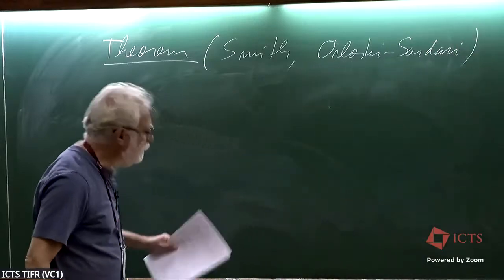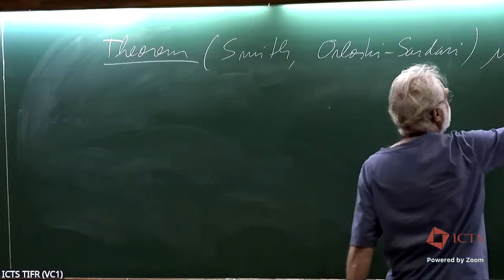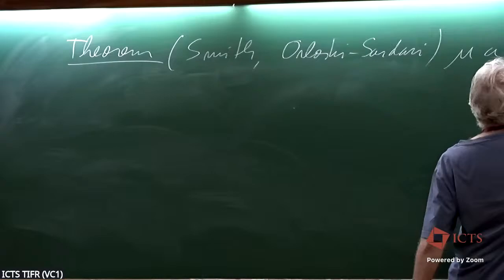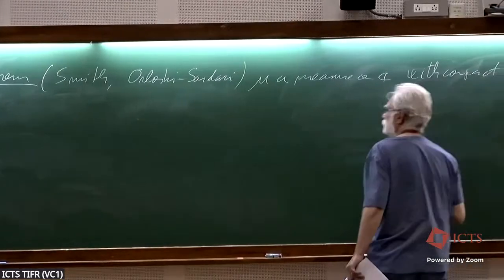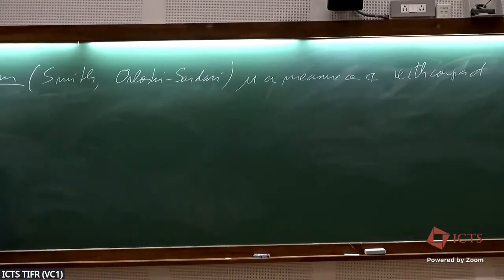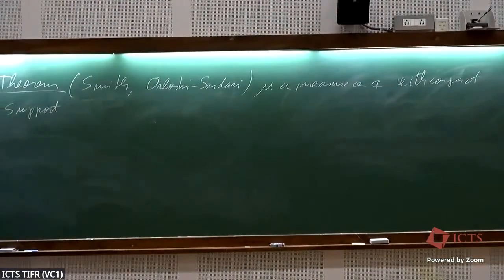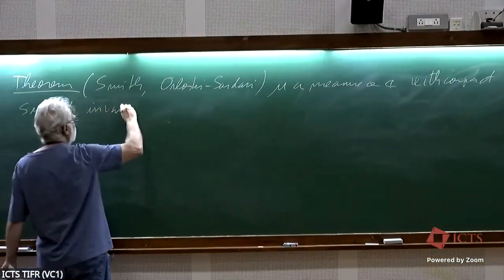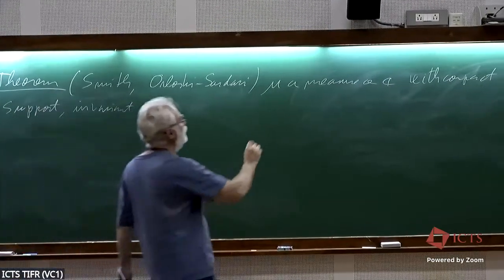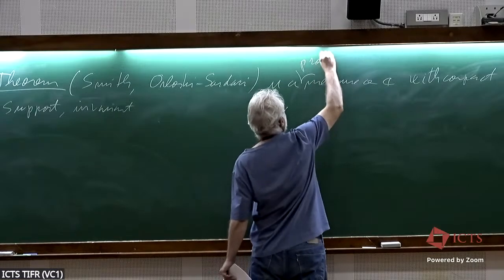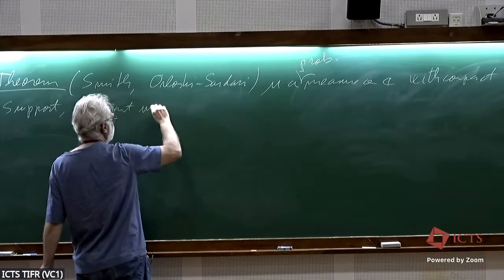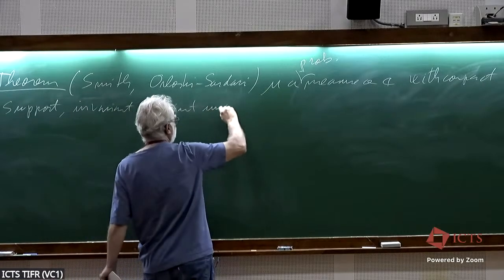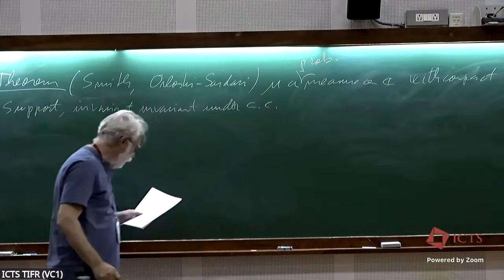That tells us the following thing. So if I have mu, a measure on C with compact support, and invariant under complex conjugation, a probability measure, total mass 1. So a probability measure on C with compact support, invariant under complex conjugation. Then the following are equivalent.